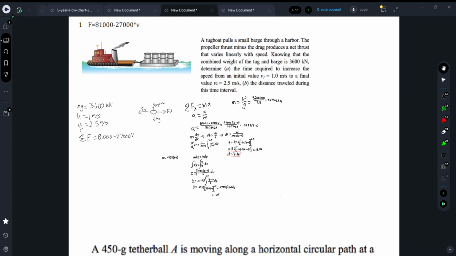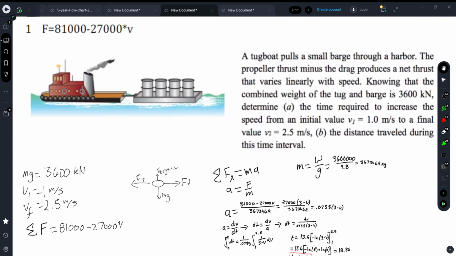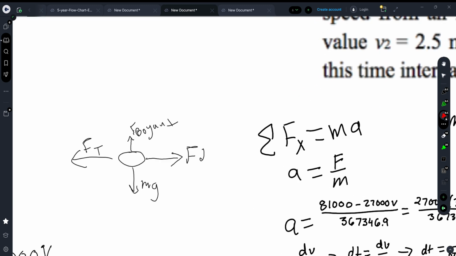Okay, so this is the chapter 12 homework. We start out, they give us the weight, and initial and final velocities, and then they give us a function for our net force, as a function of v. So I drew my little free body diagram, and let's just ignore these ones for a minute.